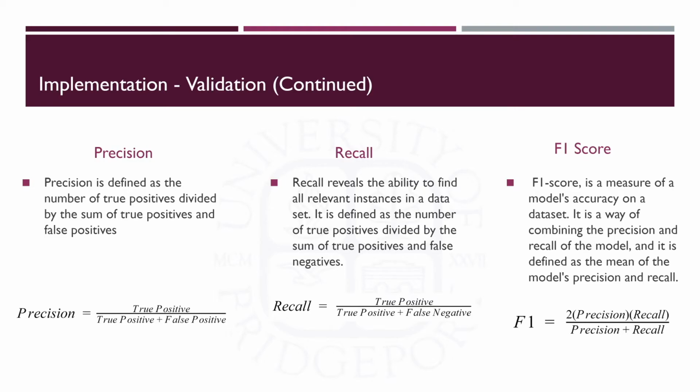For recall, recall is basically the ability to find all relevant instances in a data set, and it is defined by the number of true positives divided by the sum of true positives and false negatives, as you can see in the formula below. And lastly, another component of the confusion matrix is the F1 score, which is a measure of a model's accuracy on a data set. It is a way of combining precision and recall, the mean of the model's precision and recall. And there's the formula below.